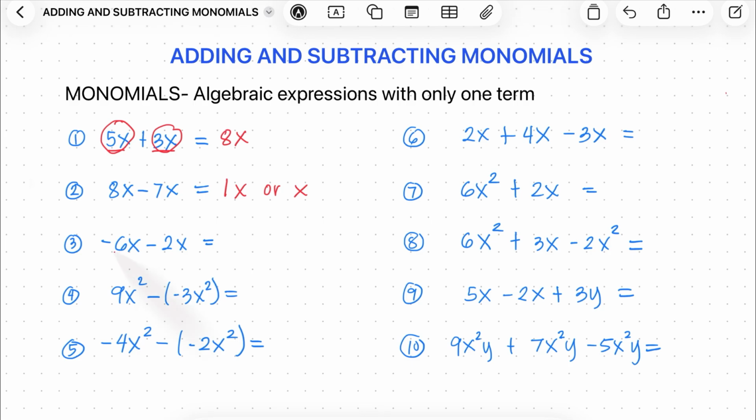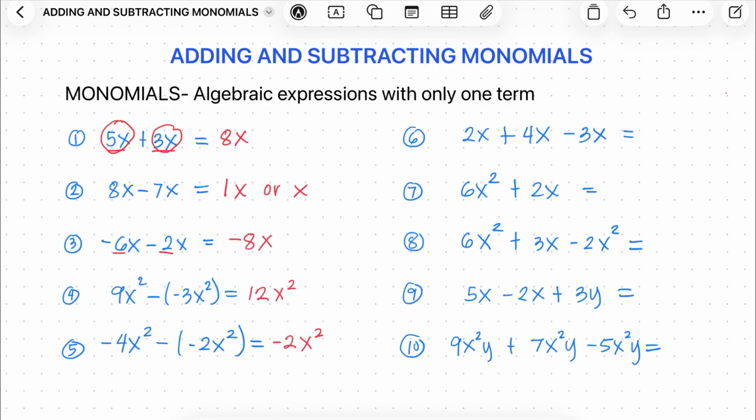Next, we have negative 6x minus 2x, that is negative 8, and then copy the variable x. Next we have 9x squared minus negative 3x squared. So 9 minus negative 3 is 12, and then copy the variable and exponent. Number 5, we have negative 4x squared minus negative 2x squared. So negative 4 minus negative 2 is negative 2, and then copy the variable x and the exponent 2.